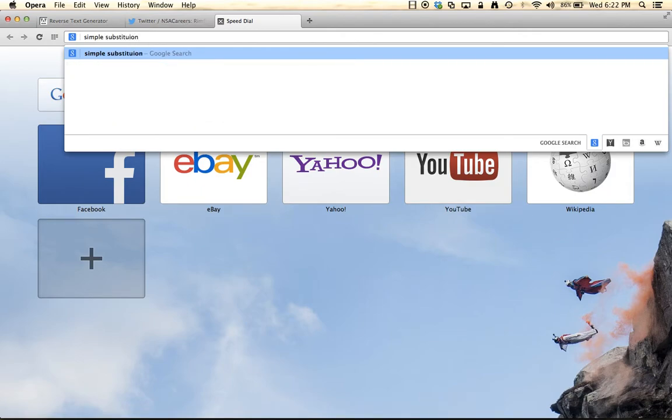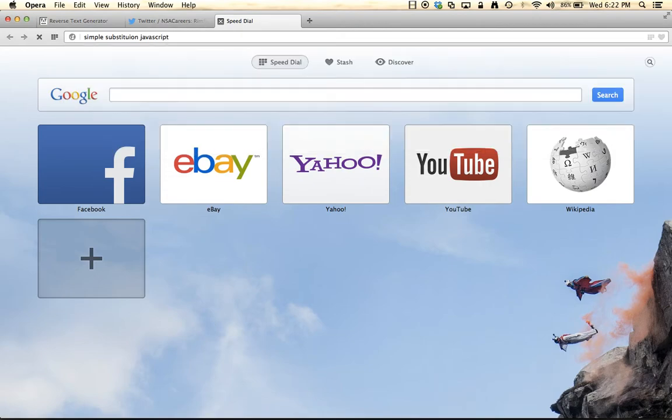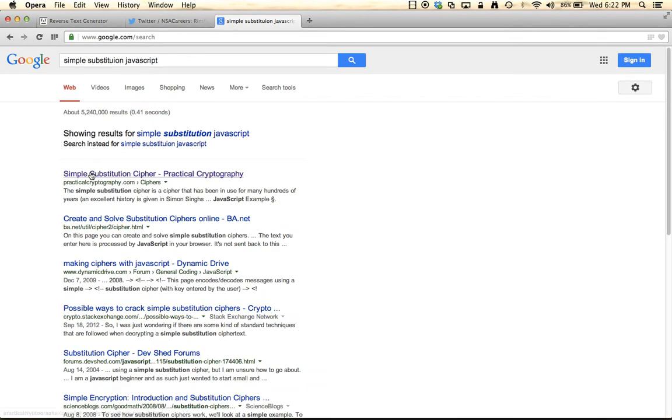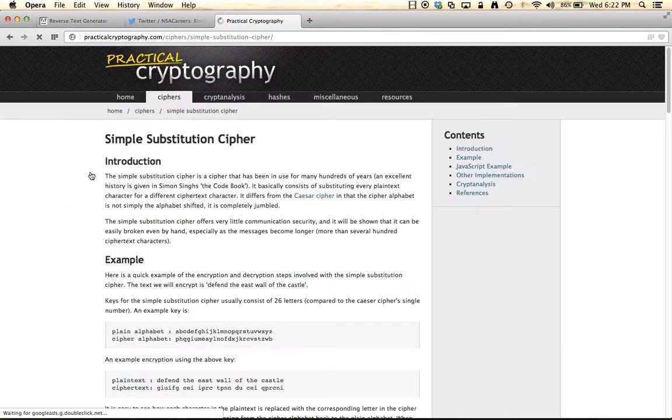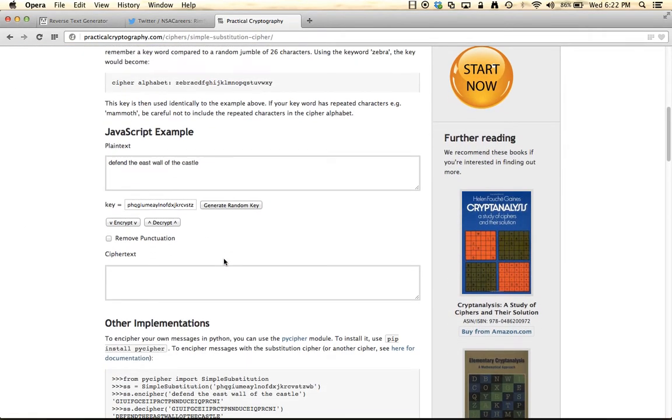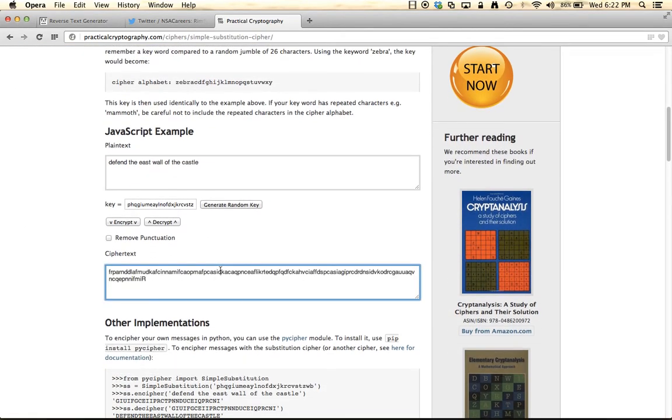substitution JavaScript, giving us the simple substitution cipher website at the top. We'll go down to ciphertext and now decrypt it. All right, let's look at the result.